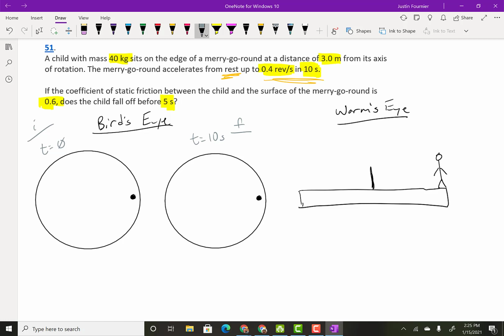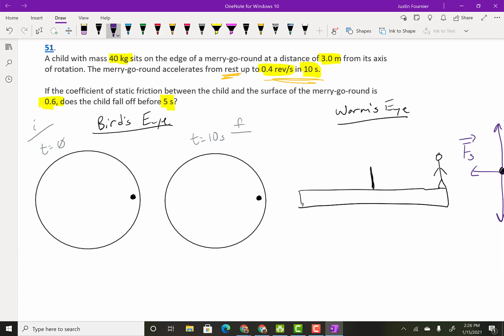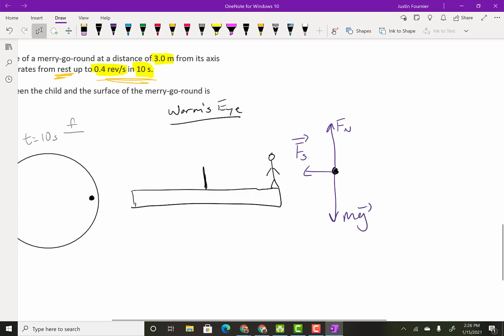All right, what I'm trying to find out is, so let's draw a free body diagram first. The child is spinning around. Here's the worm's eye view, so I can see the platform and the center of the platform. The platform's spinning it around. The free body diagram isn't really going to change much. It's going to be the weight of the child, the normal force, and the static friction force. To see if this child is going to slide off, the friction force has to be essentially greater.